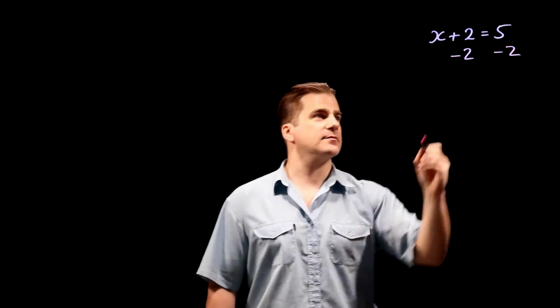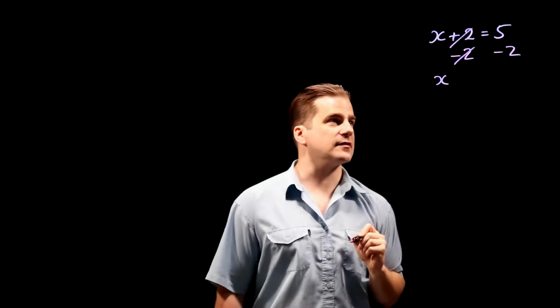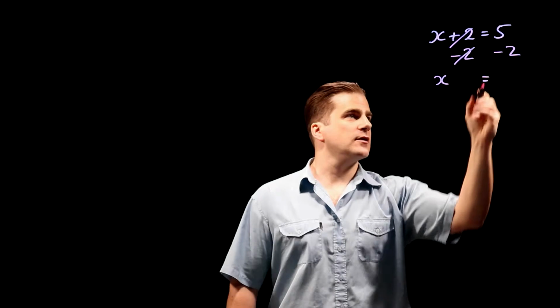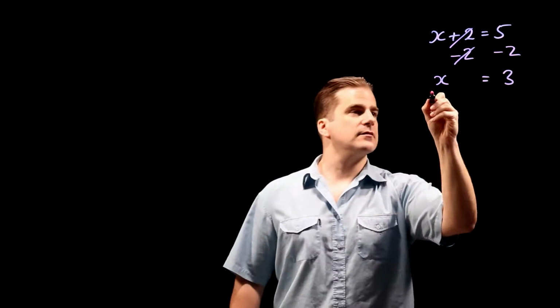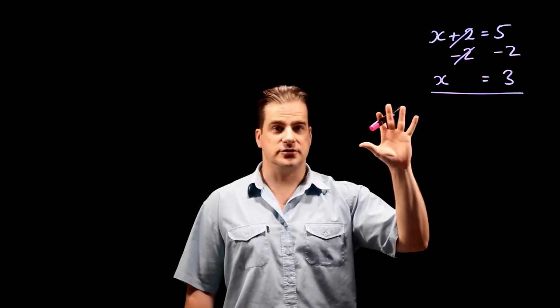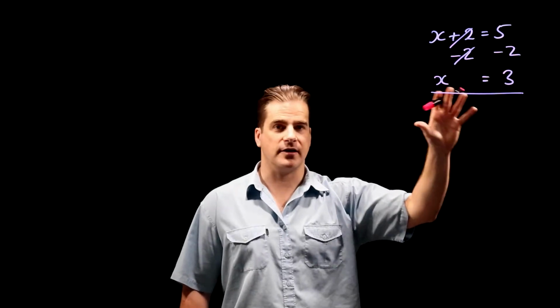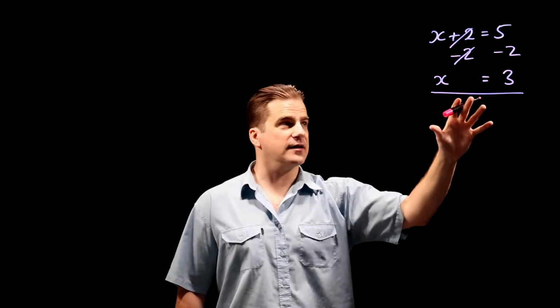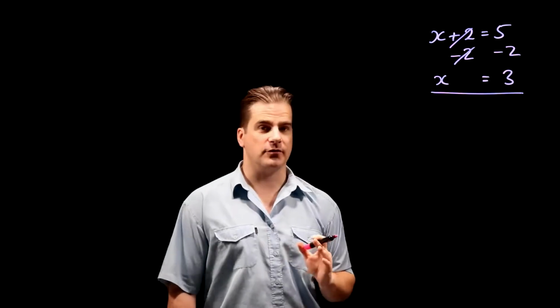And we get just x left on that side, because they've cancelled, equals 5 minus 2 is 3. We've solved it. There you go. So just move things around by adding or subtracting or doing whatever to both sides to get the x by itself. And that's how you solve equations.